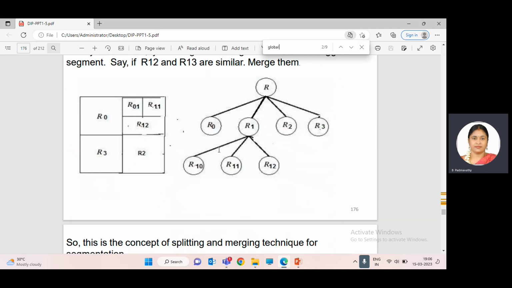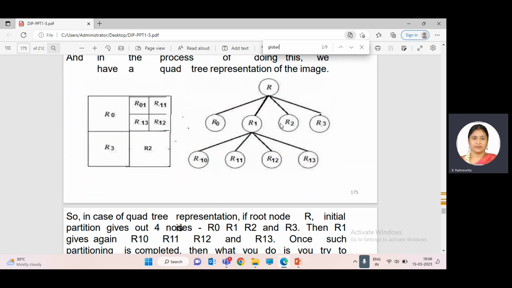Then we'll move on to region merging. So what is region merging? It is nothing but the reverse process of your region splitting. So as I have split the region, again I need to merge it. And I'll explain it to you in the form of a flow chart.